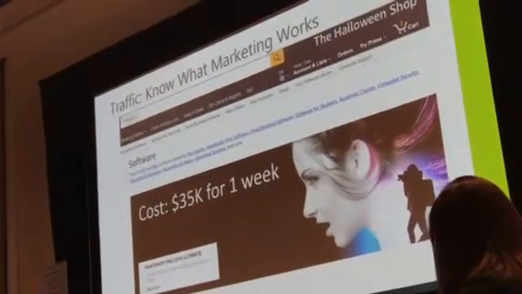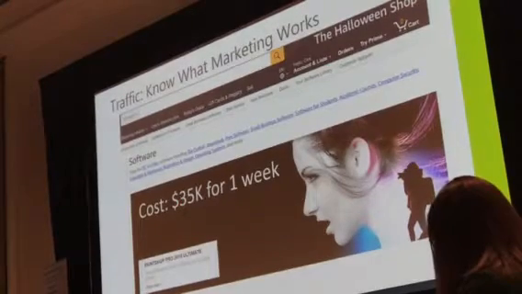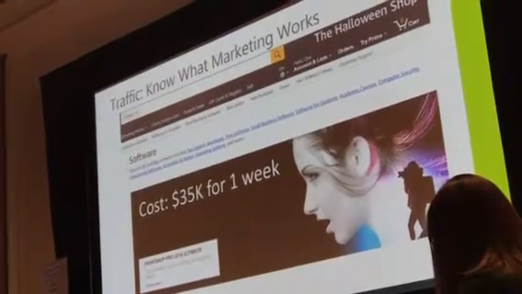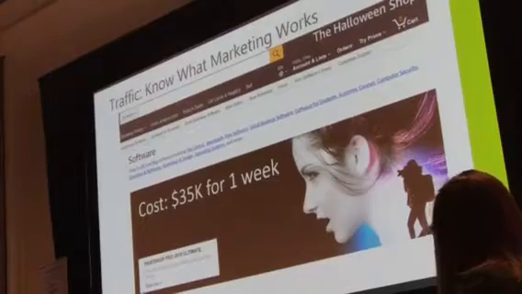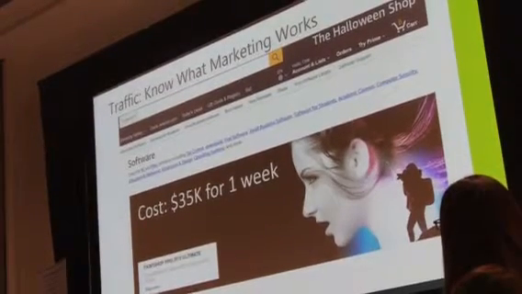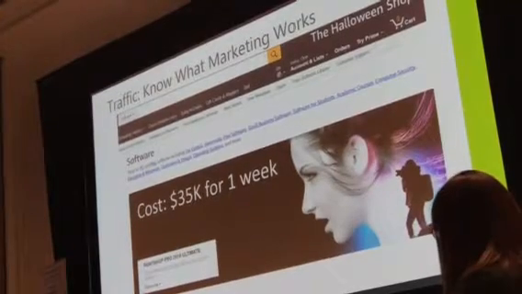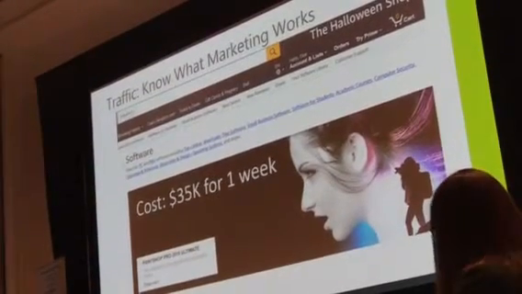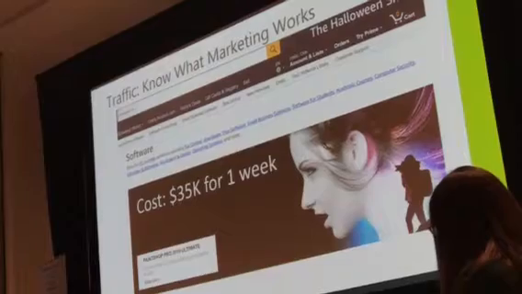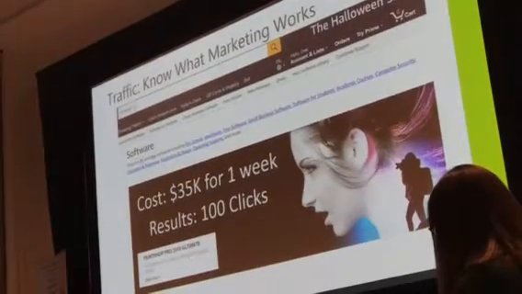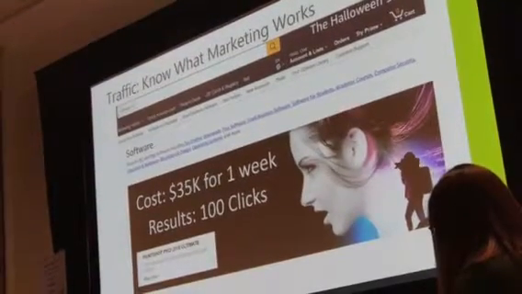We used to sell this for $35,000 for 1 week. It's a lot of money. How many of you have ever been to an Amazon category page? I sometimes ask people, how many clicks do you think this gets? They go, oh, it's Amazon, so it's got to be 1 million, maybe 100,000. 100 clicks a week. Okay?